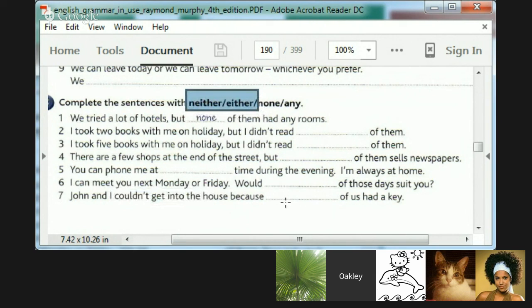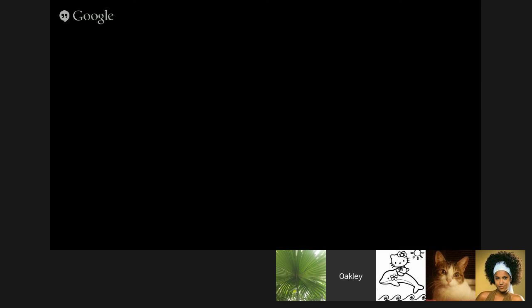It's two people, but it's negative. Neither of us had a key. John did not have a key. I did not have a key. Logically speaking, neither of us had the key. We could not get into the house. You see? Okay. And that is all.